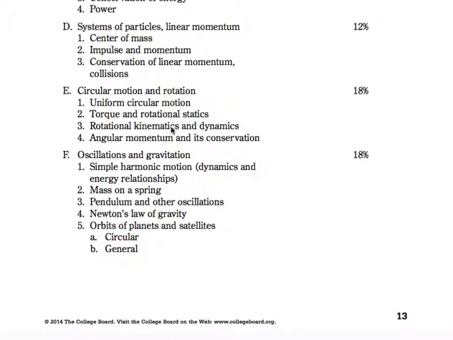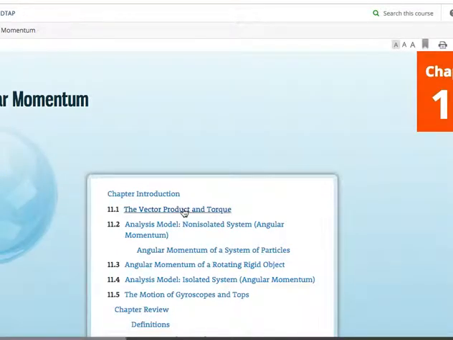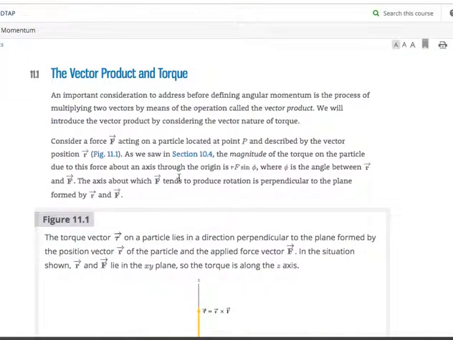This video is actually going to cover angular momentum, which I did not get to yet, and then probably some statics. So if we talk about angular momentum, well, let's talk about this.